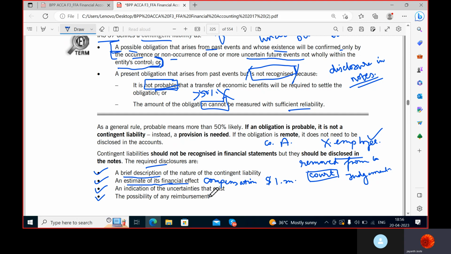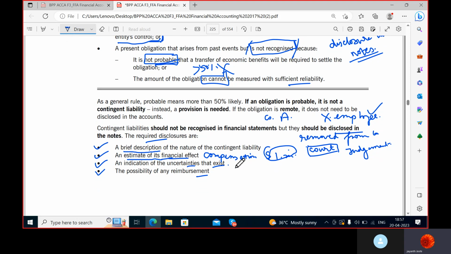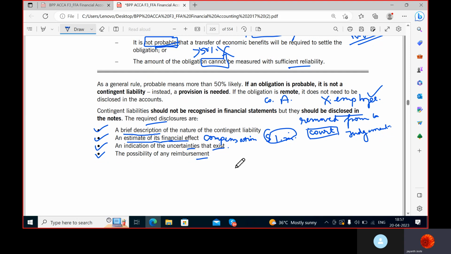Okay. Third thing, indication of uncertainties that exist. Uncertainties means in what circumstances the employee might win this case. And the possibility of any reimbursement: for the same amount of $1 million, is the company able to reimburse it from someone else? That means to get the amount adjusted from someone else, or the company has to bear all the expenses. So this is what the company has to disclose about the contingent liability. Is the example clear?